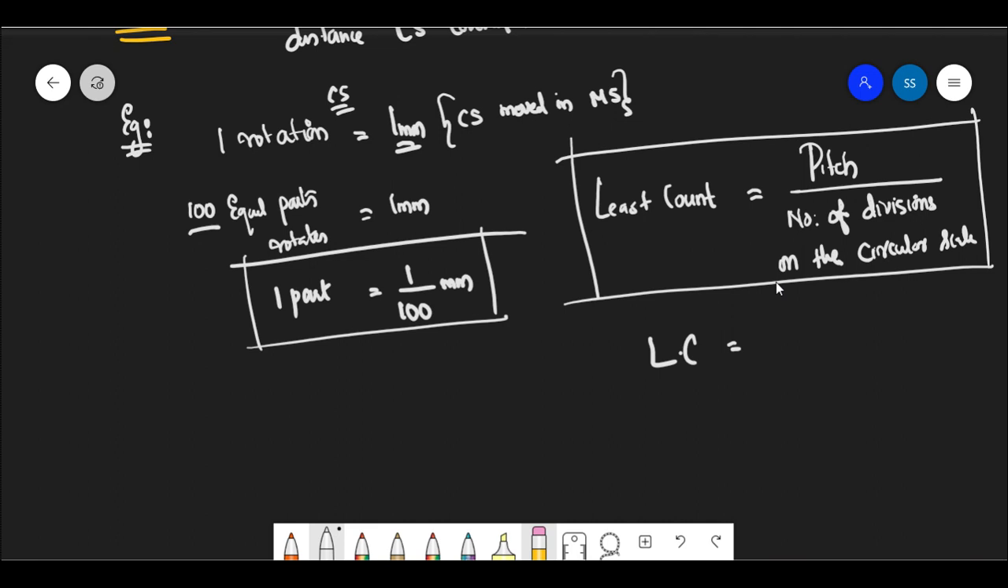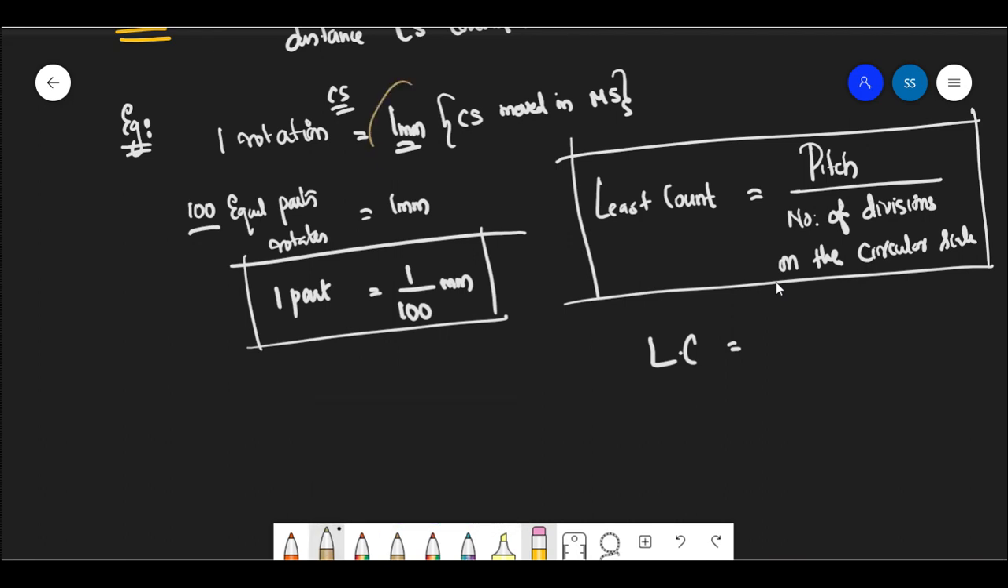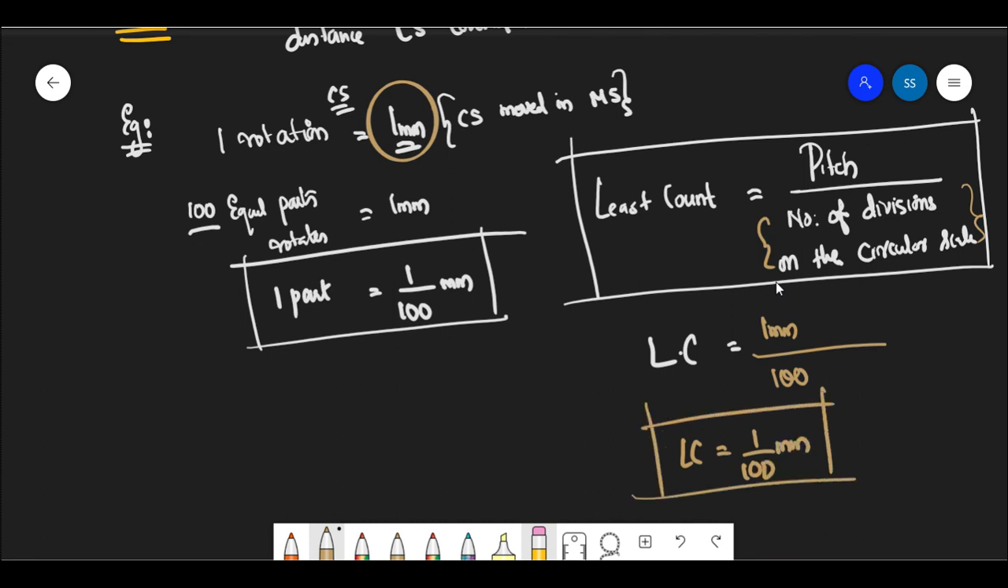As I mentioned, what is a pitch? In one rotation, what is the distance that it covers, right? So can I say that it is 1 mm? Because that's what I've assumed. So 1 mm upon the number of divisions on the circular scale, which is 100, that we know, right? So what is the least count here? 1 by 100 mm. That's it. This is the least count of a screw gauge, right?